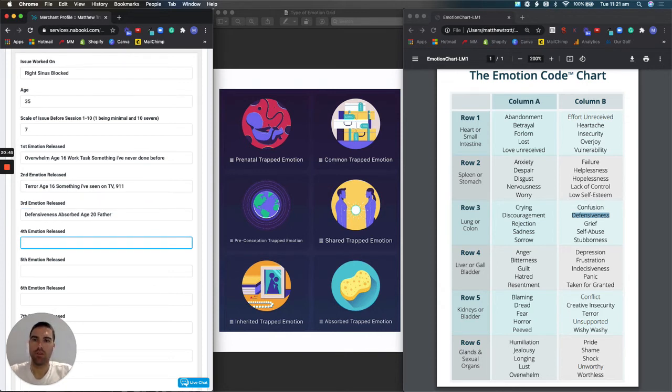Okay, so trapped emotion release. That's causing a blockage. My right side is blocked. So left side. So this one's absorbed again. So this one I've absorbed is guilt, and age 0 to 20. So this is absorbed around the age of 32.